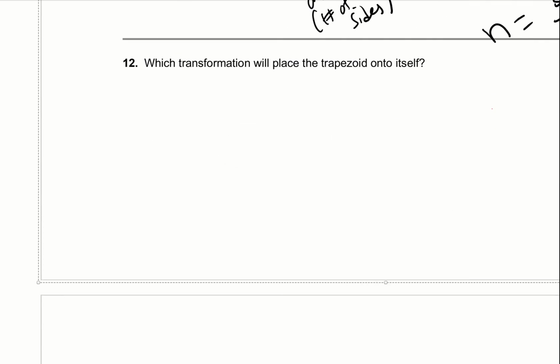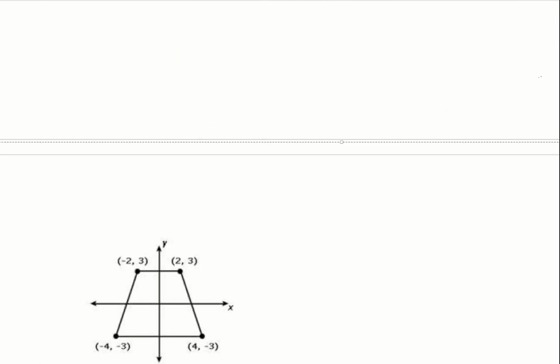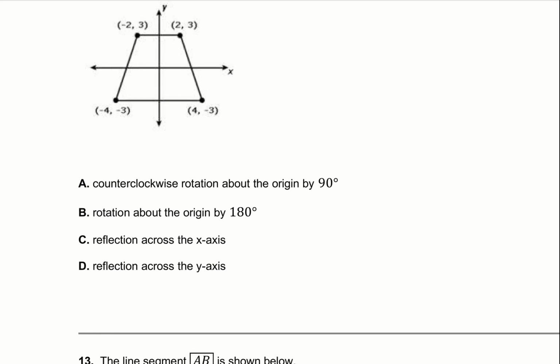Which transformation will place the trapezoid onto itself? So this is the trapezoid of the problem. So let's do a counterclockwise rotation about the origin by 90 degrees. Is that going to map this onto itself? That is to say, will it overlap when I do this? So we're doing it about the origin.